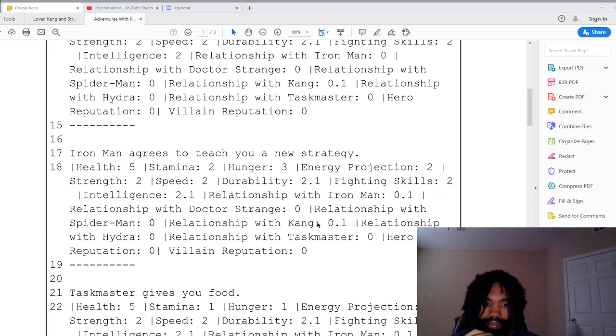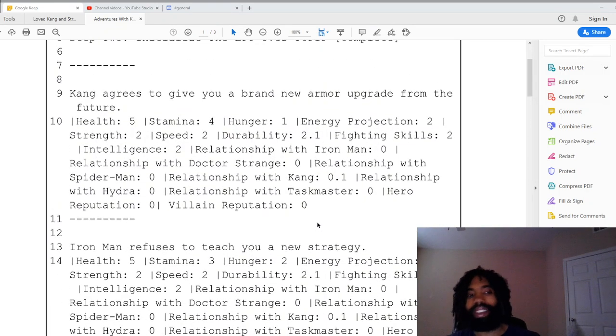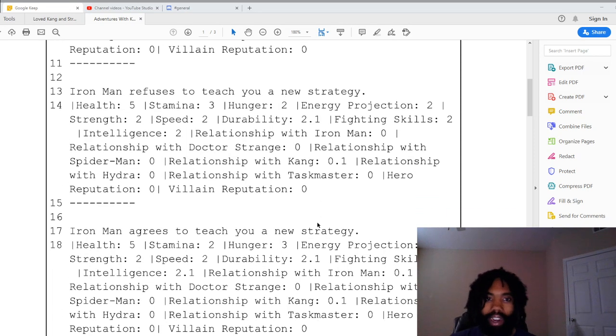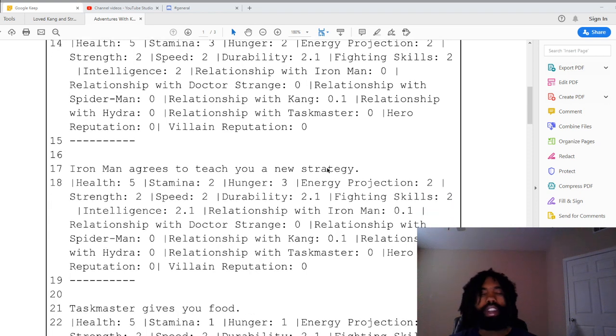So it's interesting that this AI from the jump is like, hey, gonna talk with Kang the Conqueror, then I'm gonna hit up Iron Man. And it's interesting that when Iron Man initially refuses to teach them a new strategy, they just immediately ask Iron Man again. They don't go, well, I guess I should ask somebody else. They're just like, hey, I know I just asked you, but have you changed your mind? And Iron Man changed his mind.